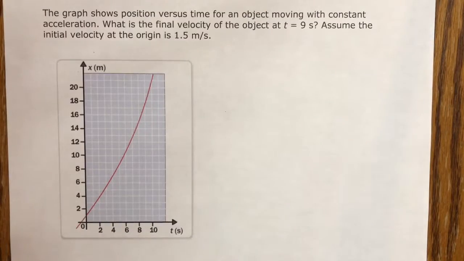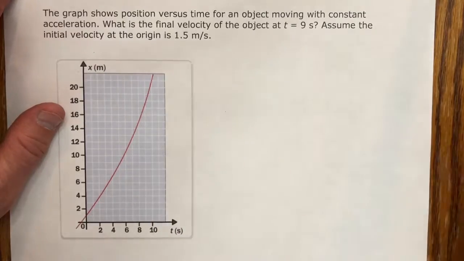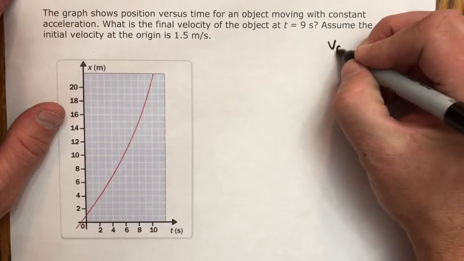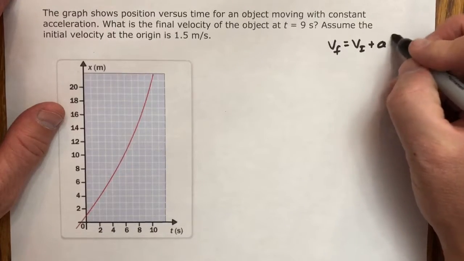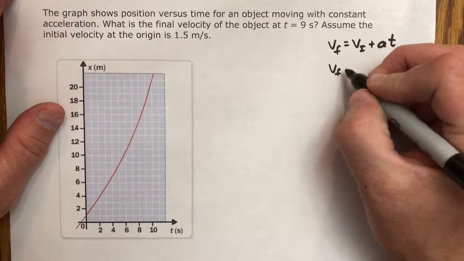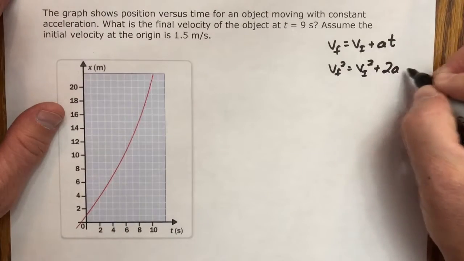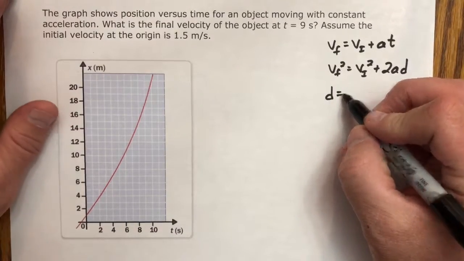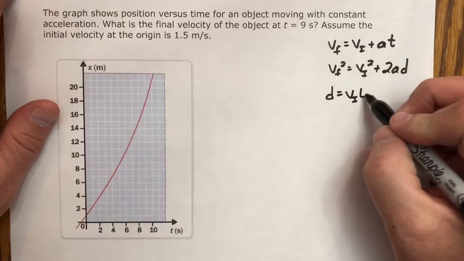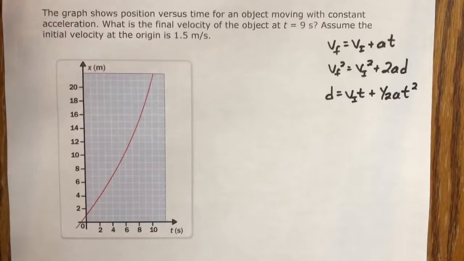Okay, we're going to work another question for constant acceleration. This is a graph. First thing we do, like in every question, is we write our equations. Final velocity equals initial velocity plus acceleration times time. Final velocity squared equals initial velocity squared plus 2 times acceleration times distance. And finally, displacement or distance equals initial velocity times time plus 1/2 acceleration times time squared. These are your 3 equations of kinematics. You always write those down first.